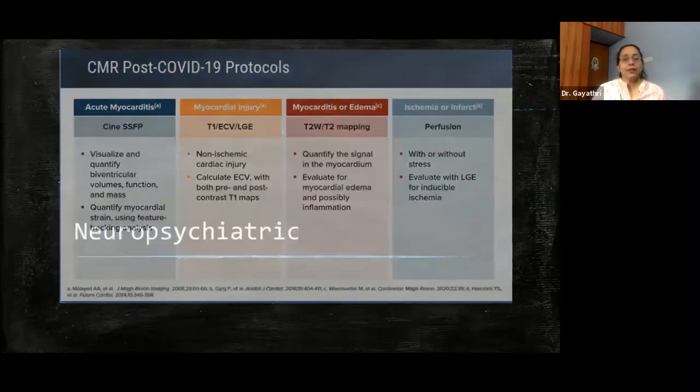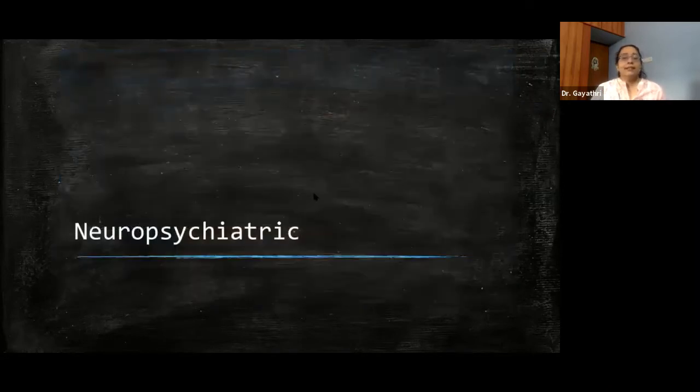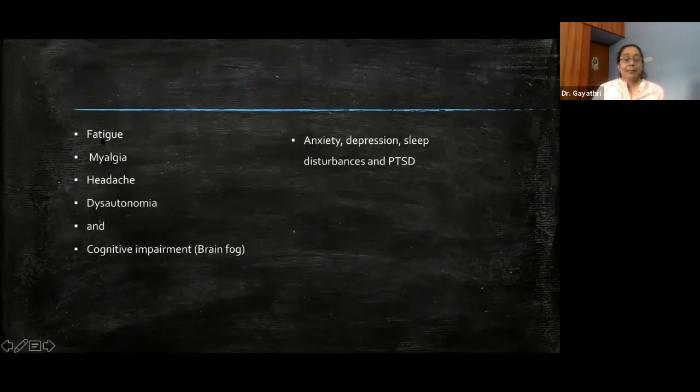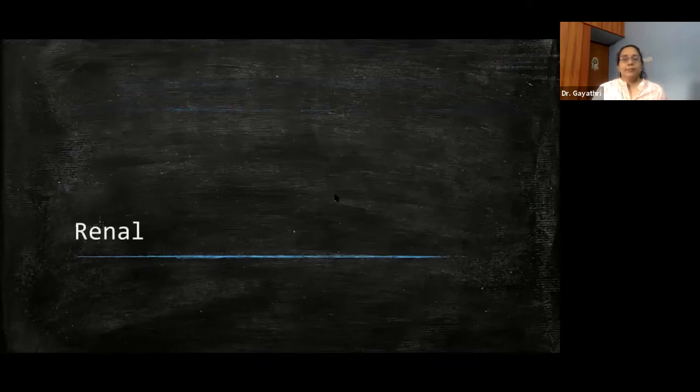Now, coming to the neuropsychiatric complications, the patients may have varied complications in the post-COVID phase, like fatigue and headache, dysautonomia, all these things. But what is most important for anesthetists is PTSD, that is post-traumatic stress disorder. So if any patient is having such complications or such symptoms, it is very important that we send them for psychiatric evaluation during our checkup.